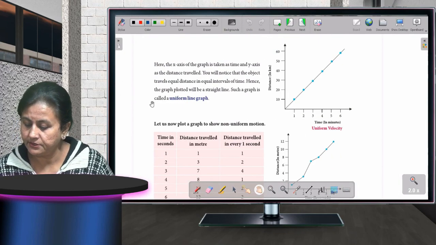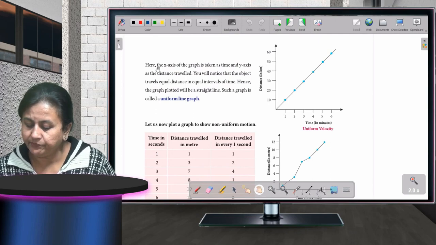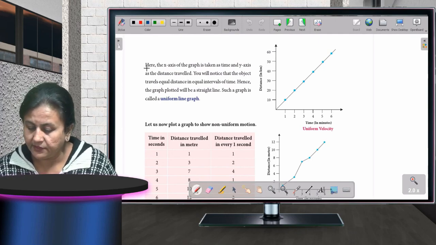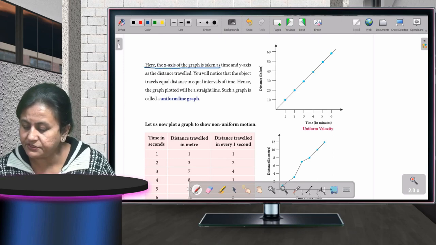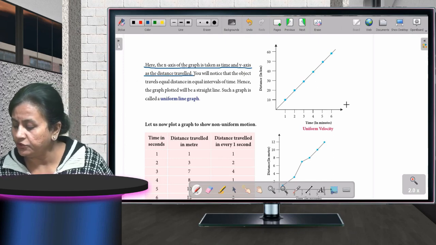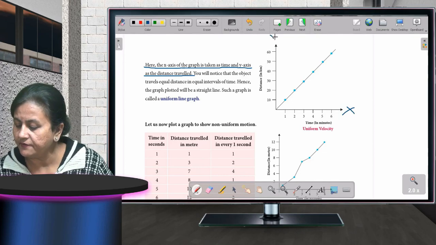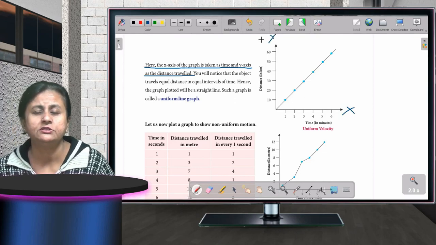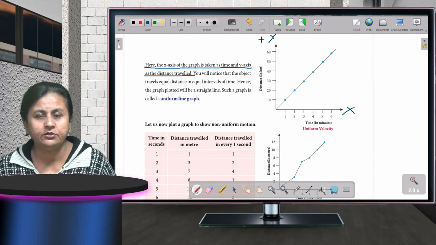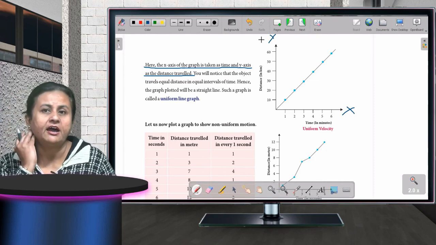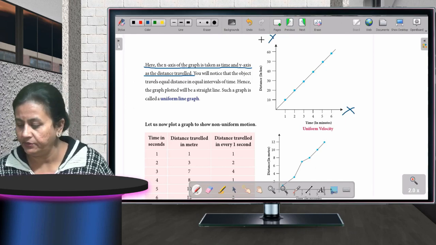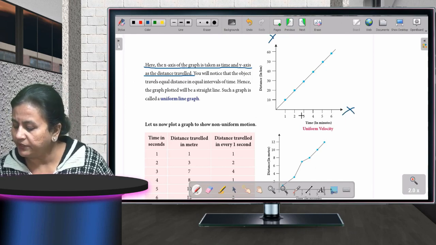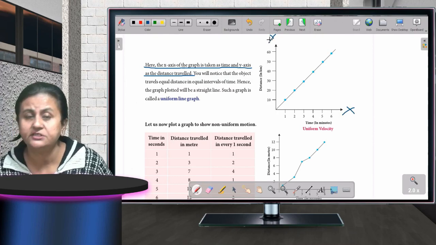See, children. Look here. The x-axis of the graph is taken as time, and the y-axis as distance traveled. This is the x-axis and this is the y-axis. You must have used this graph paper earlier in your maths, so you must have an idea. The graph is actually divided into 4 parts. On the x-axis you will take time, and on the y-axis you will take distance traveled.